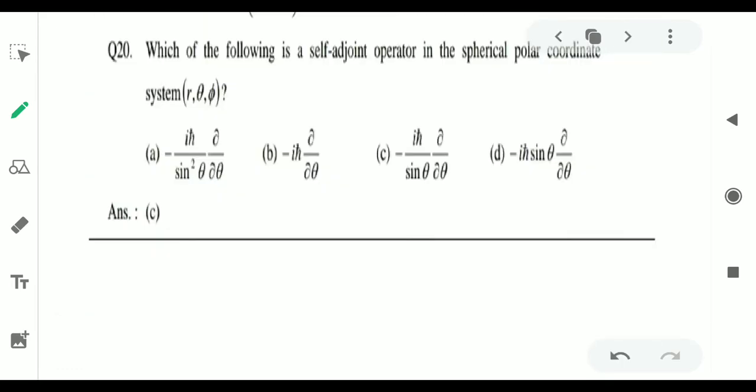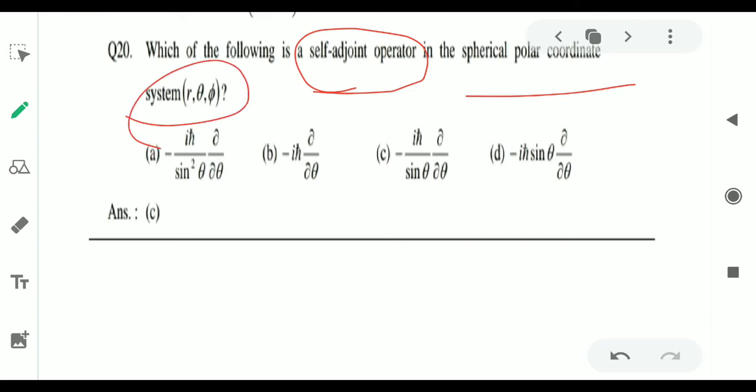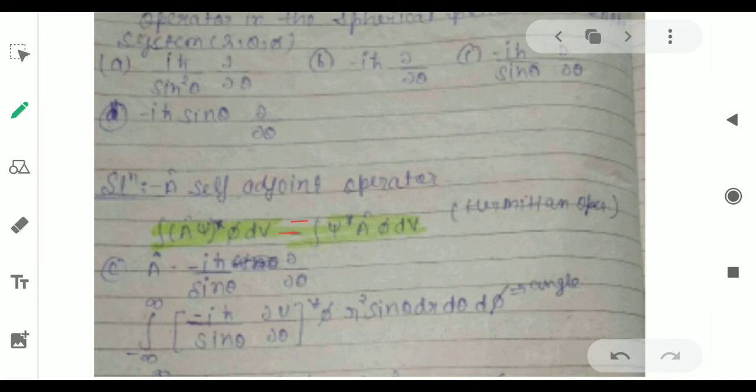Now the last question is, which of the following is a self-adjoint operator in spherical polar coordinates r, theta, phi? What is a self-adjoint operator? If the function follows this property, it is called a self-adjoint operator: the integral of psi star (A phi) dv equals the integral of (A psi) star phi dv. You know this property from your BSc. So this is the self-adjoint property.